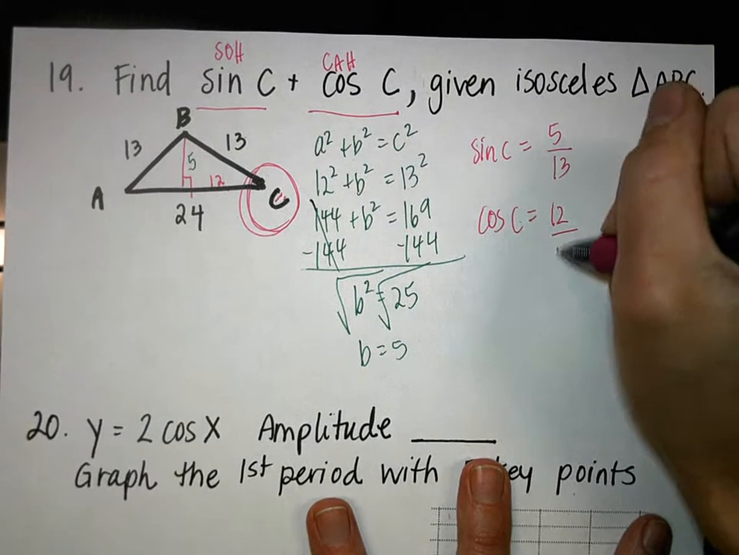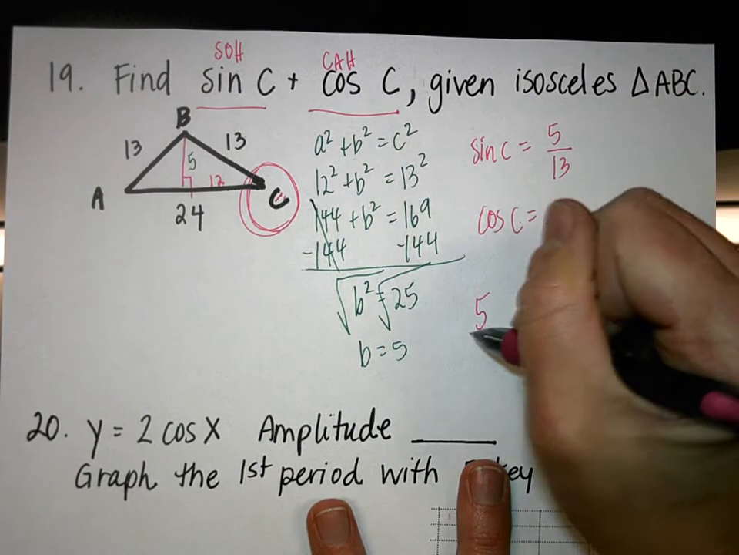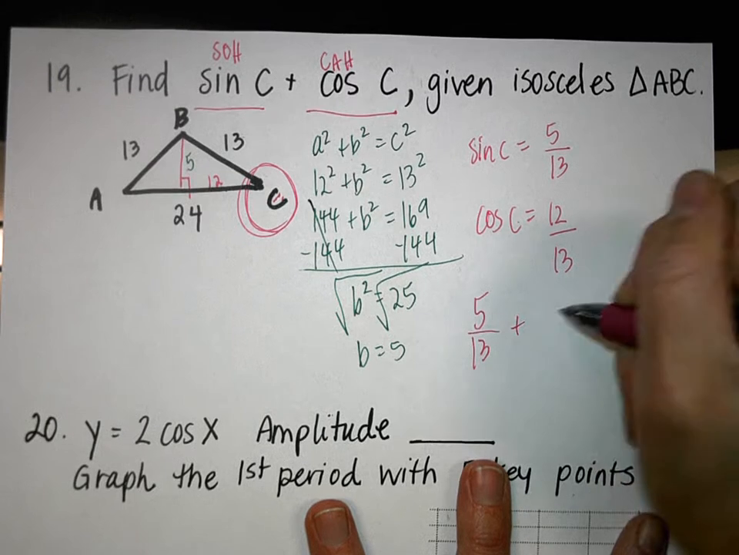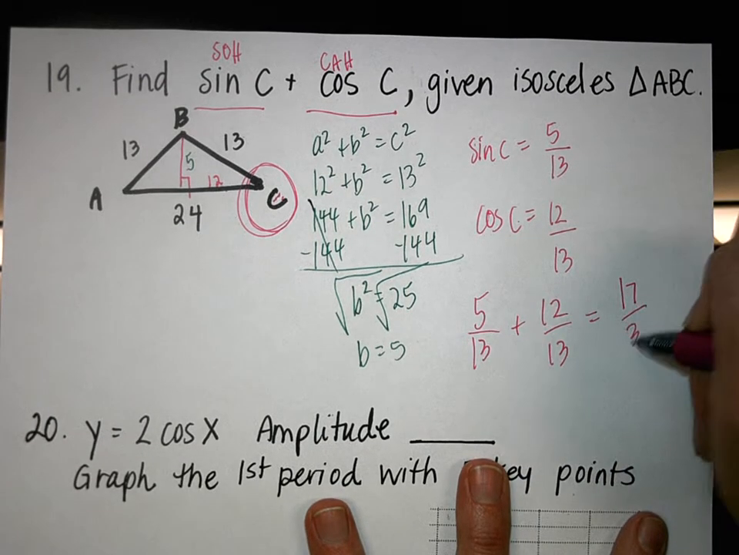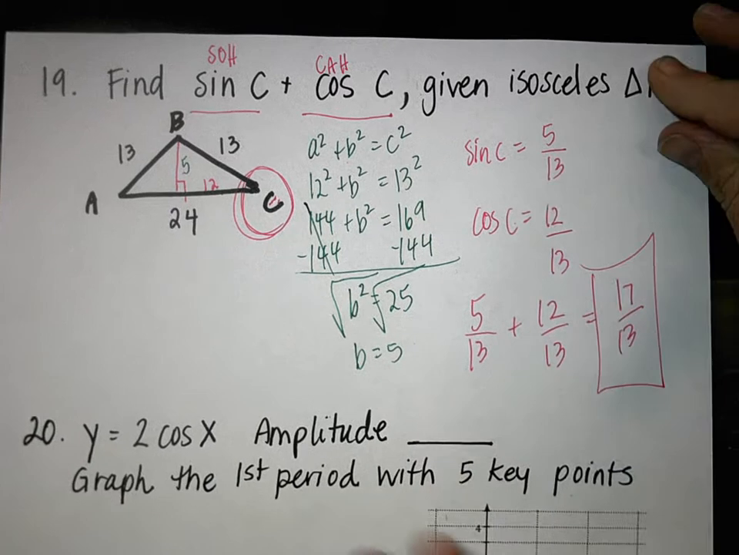And then we just add them together. So 5 over 13 plus 12 over 13 equals 17 over 13. And so that is sine of c plus cosine of c.